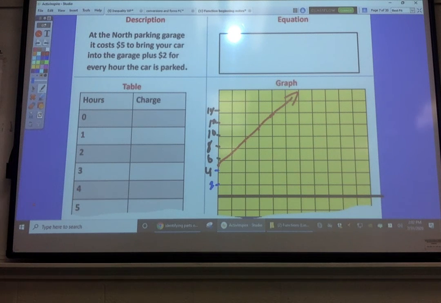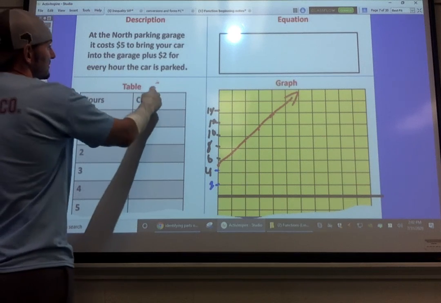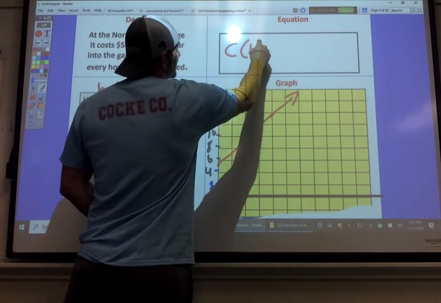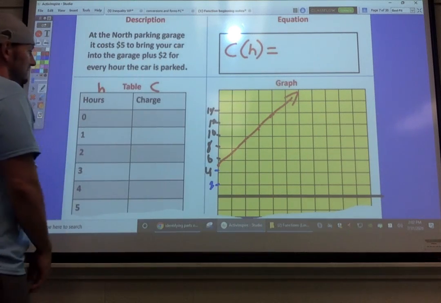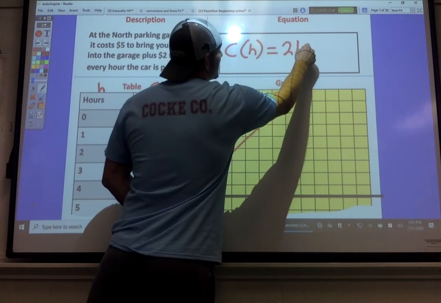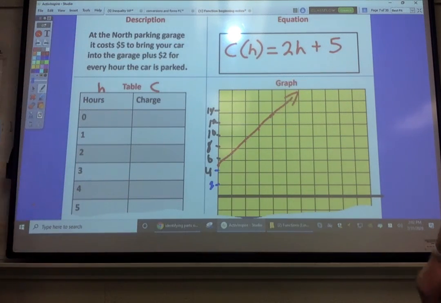Awesome. He wrote the function last time, so I'm going to take this one. We've got charge and hours. So the total charge depends on the hours. Well, we have $2 per hour, correct? Yes, $2 per hour, and plus our flat rate $5 charge. Awesome.